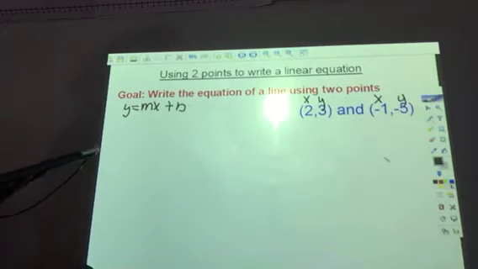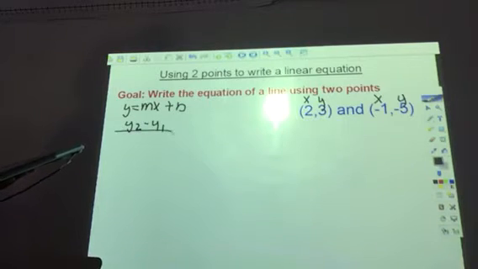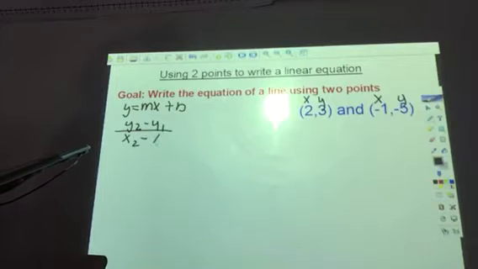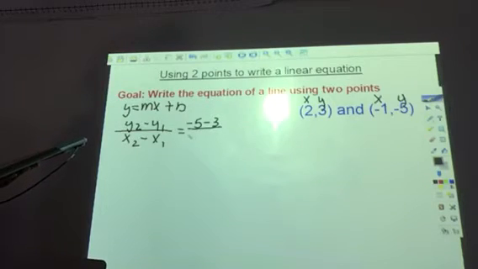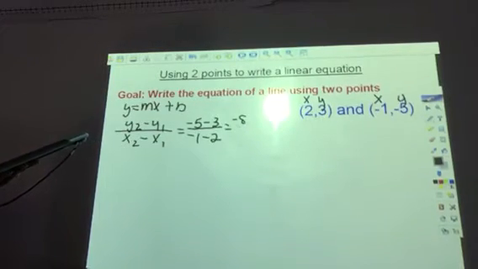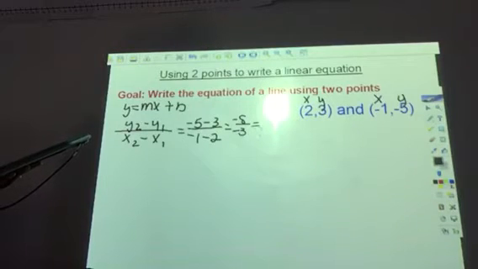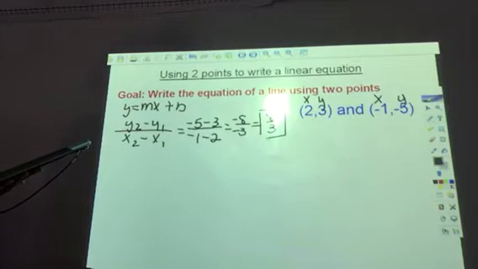And the next thing I'm going to do is find my slope. So I have to use y2 minus y1 over x2 minus x1. So that is -5 minus 3 over -1 minus 2. So this is -8 over -3, which simplifies to 8 over 3. Okay, so now I have my slope.